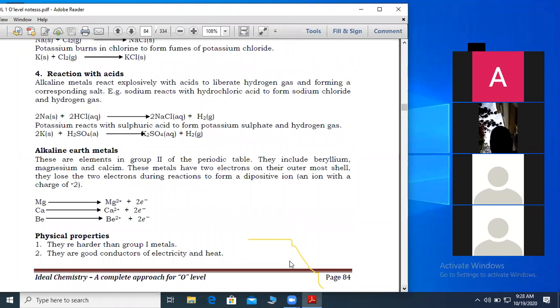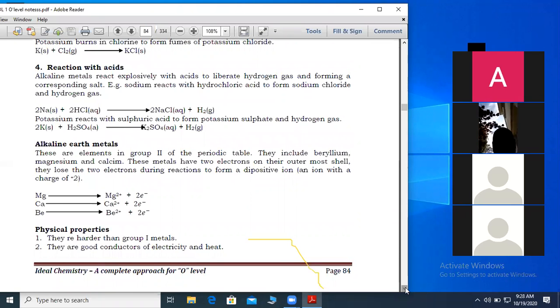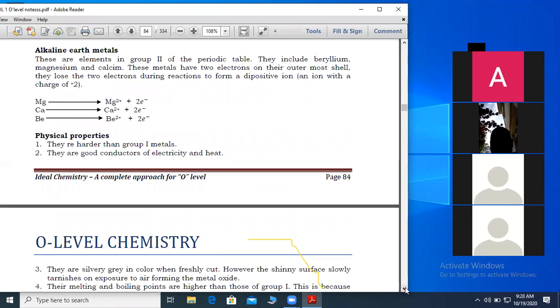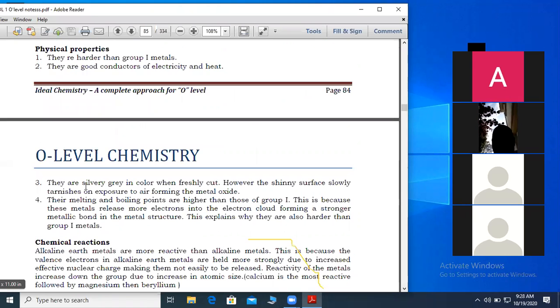Physical properties: they are harder than group 1 elements. They are good conductors of heat and electricity. They are silvery gray in color. However, the shiny surface slowly tarnishes on exposure to air, forming metal oxides.